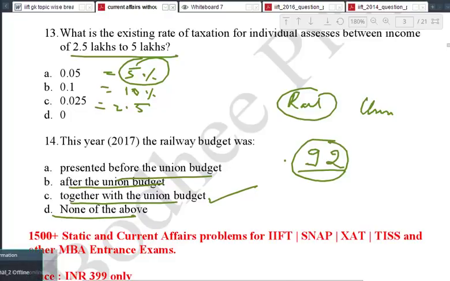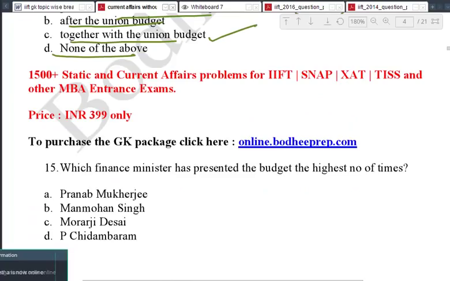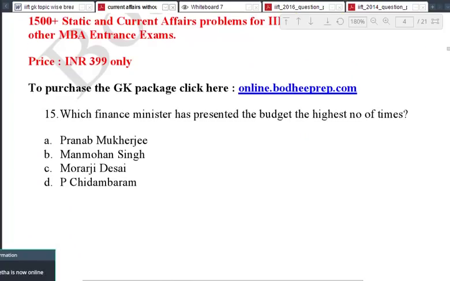Right? This is a big event. Are you getting this point, people? This is a big event, and therefore you must be aware of this kind of thing. You might have a question on this. Mostly it might come, I'm quite sure about it.